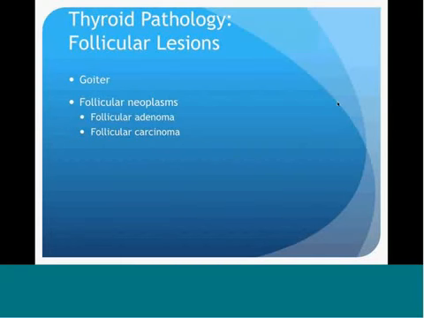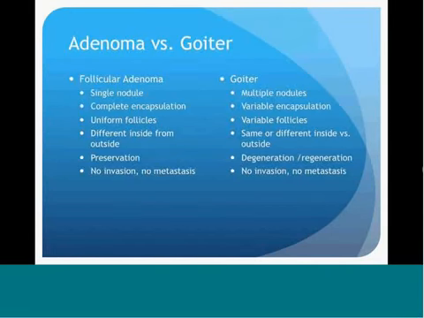So follicular lesions are the categories that include both nodular goiter and follicular neoplasms, including follicular adenoma and follicular carcinoma. These are category 5 lesions. Goiter, nodular goiter, or adenomatous nodules are in the benign category. How do you determine whether something is a follicular adenoma, which is a neoplastic lesion, versus a goiter, which is not a neoplastic lesion? Well, goiters certainly are more common than follicular adenomas.